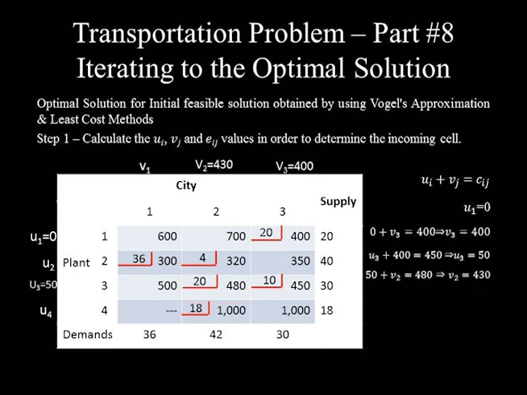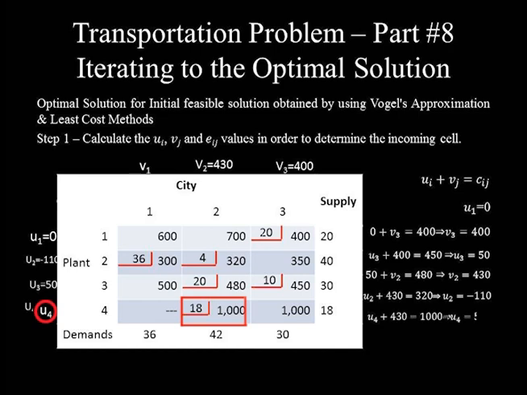Once we determine V2, we can calculate the second row index, that's U2, and the fourth row index, that's U4. Because these are the two occupied cells in this column, hence U2 plus second column index, that's 430, is equal to 320. This implies U2 is equal to negative 110. And U4 plus second column index, again, that's 430, is equal to 1000. This implies U4 is equal to 570.